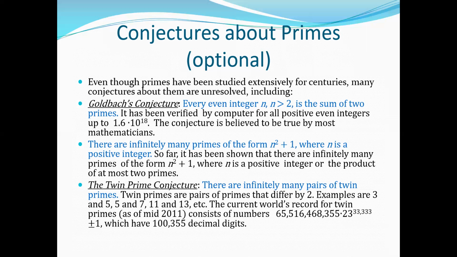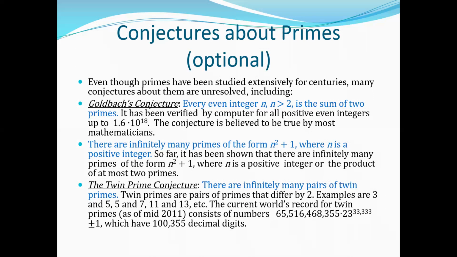Okay, so for example, n is 1. 1 squared plus 1 is 2. It's a prime number. 2 squared plus 1, 5. It's a prime number. Okay, 3 squared plus 1, it's not a prime, so it's not part of this. How about 5 squared? No, it's 26. But there are lots of prime numbers that follow this equation, n squared plus 1, but not all. Okay, there are lots.